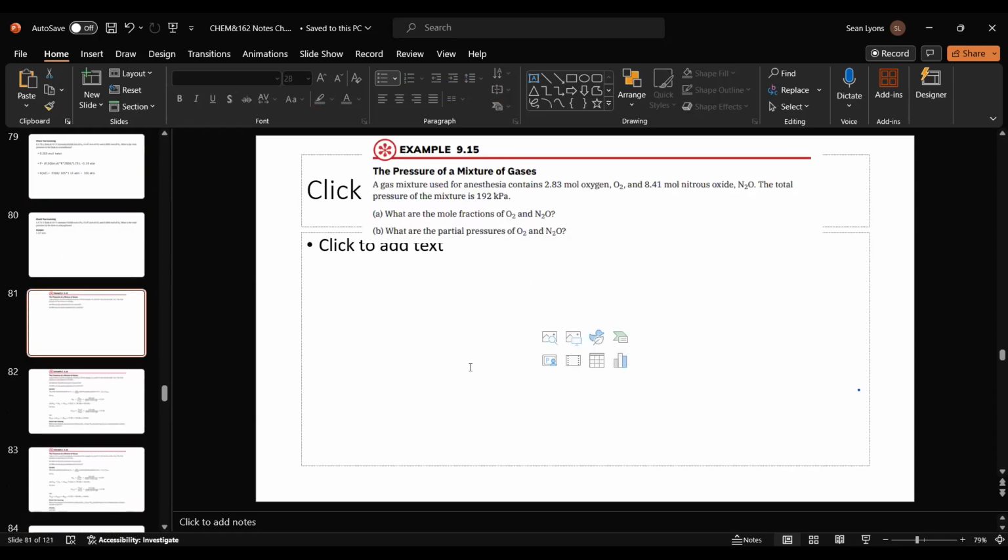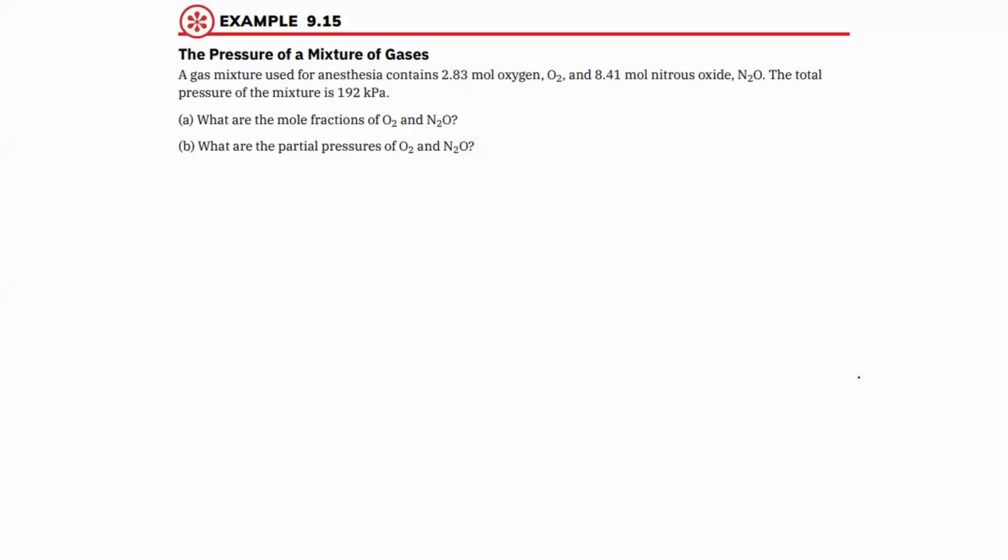All right, so looking at this one now, this will be the last example we look at. A gas mixture used for anesthesia contains 2.83 moles oxygen and 8.41 moles of nitrous oxide, which has a formula N2O. The total pressure of the mixture is 192 kilopascals. What are the mole fractions of oxygen, nitrous oxide, and what are the partial pressures of each?